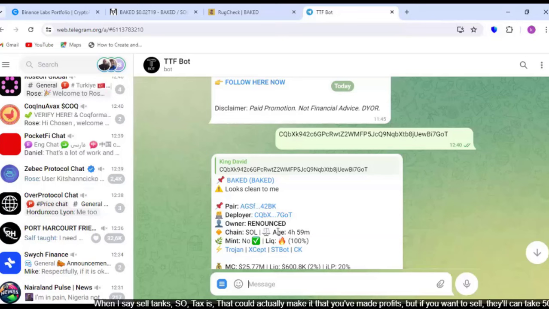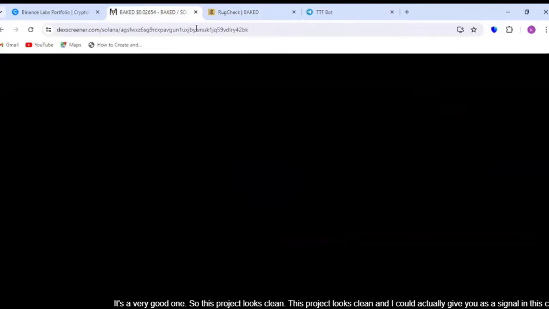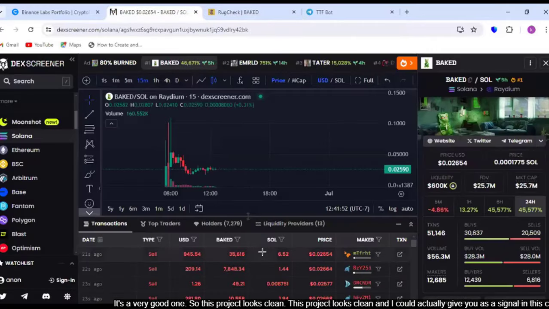When I say sell tax, they could actually make it that you've made profit, but if you want to sell, they can take 50% from it, 30%, or even 100%, meaning that your profit is actually no profit, right? So ownership is renounced. It's a very good one. So this project looks clean.